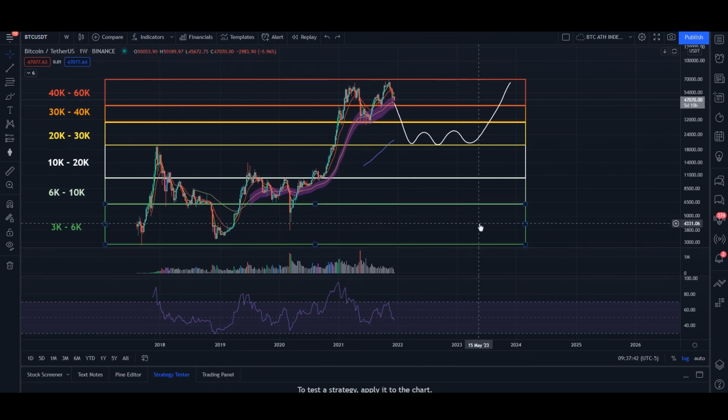Tomorrow is going to be a big day already. Like I said, we're going to look at what the central bank, the Federal Reserve, has for us. So that's it for now, guys.